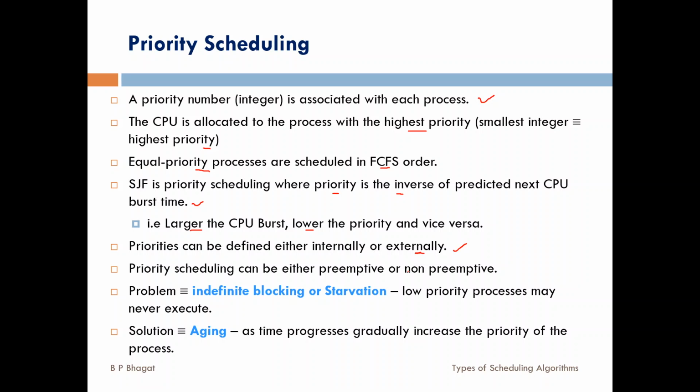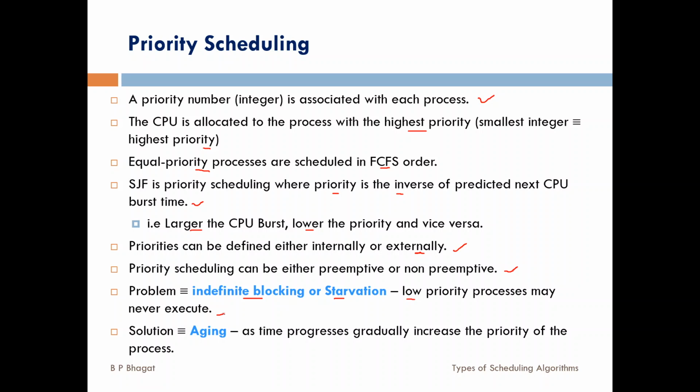The priority scheduling, again, can be preemptive or non-preemptive. One of the problems with priority scheduling is indefinite blocking or starvation. What this means is that a process that is ready to run but waiting for the CPU may be blocked. That means sometimes the low priority process may never get executed.